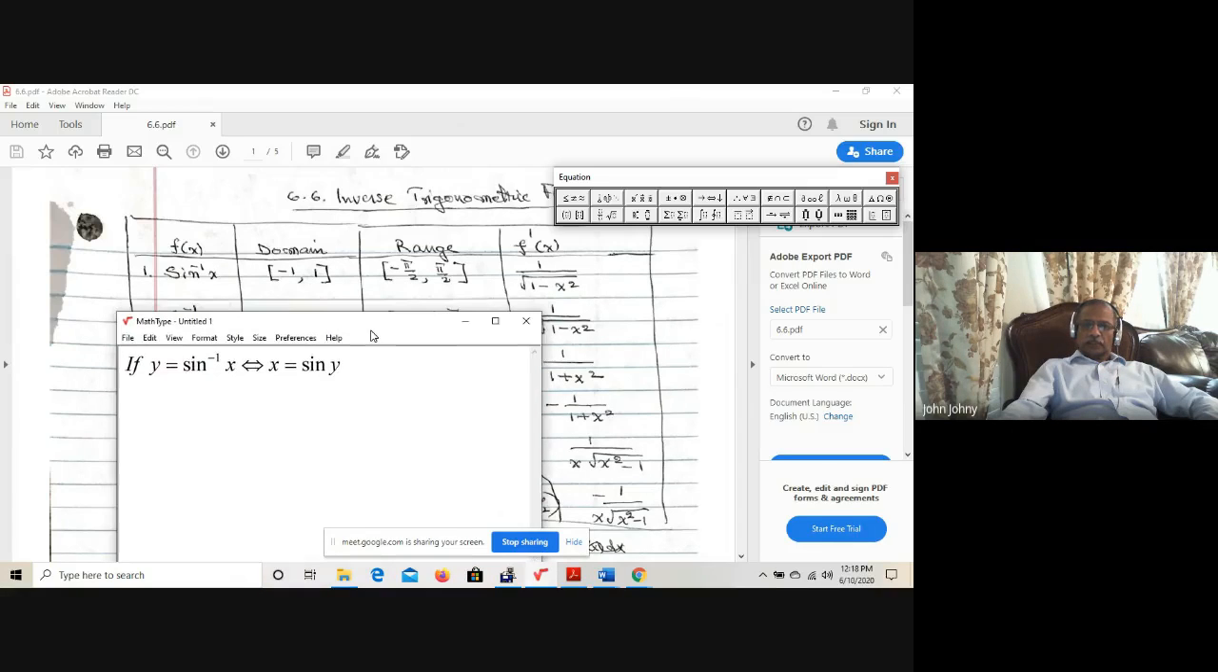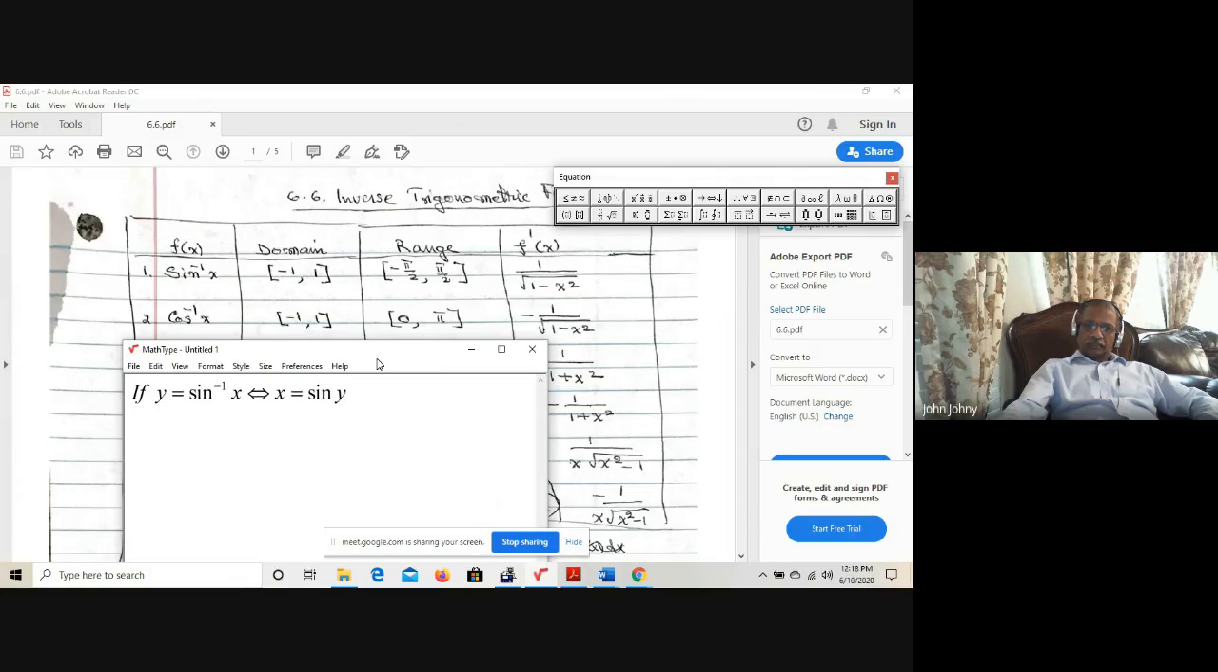Same is the case for cos inverse x. When you see y is equal to cos inverse x, its domain is from -1 to 1, but the range is different. The range of cos inverse x is from 0 to pi. So the same formula applies here also. If y is equal to cos inverse x, then x is equal to cos y.